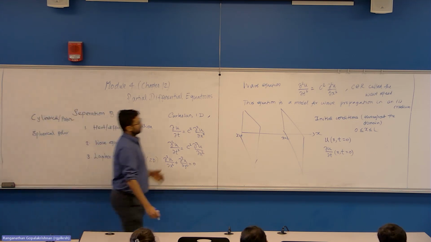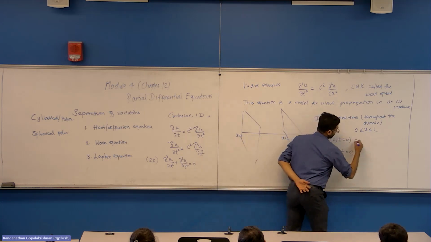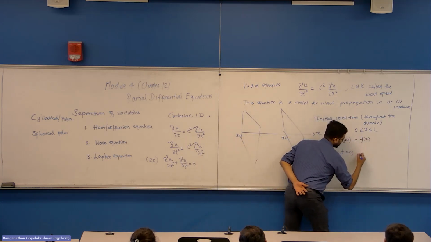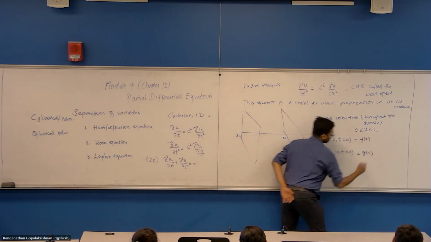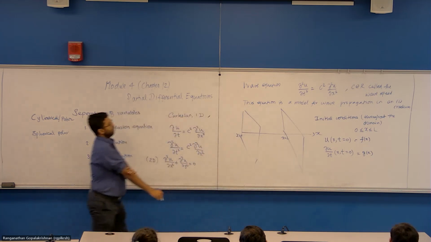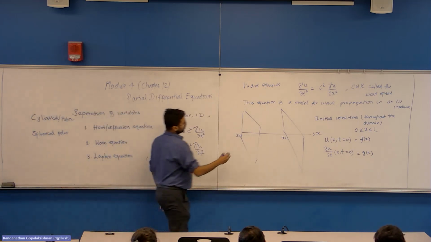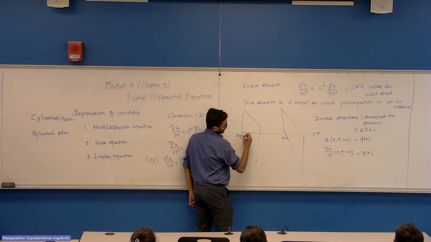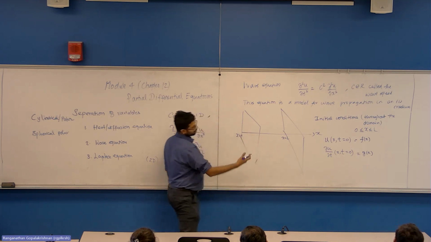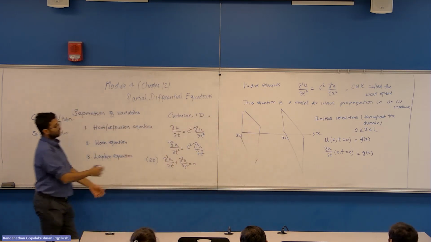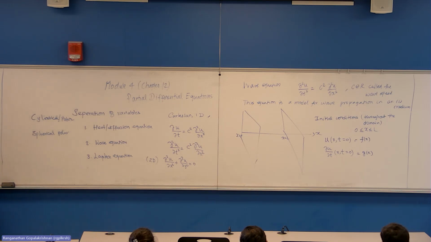So we can give them some random symbol. We can call this f of x and we can call this g of x. Like saying when time is 0, what was the initial position and displacement, or initial position and velocity of that medium. Okay.